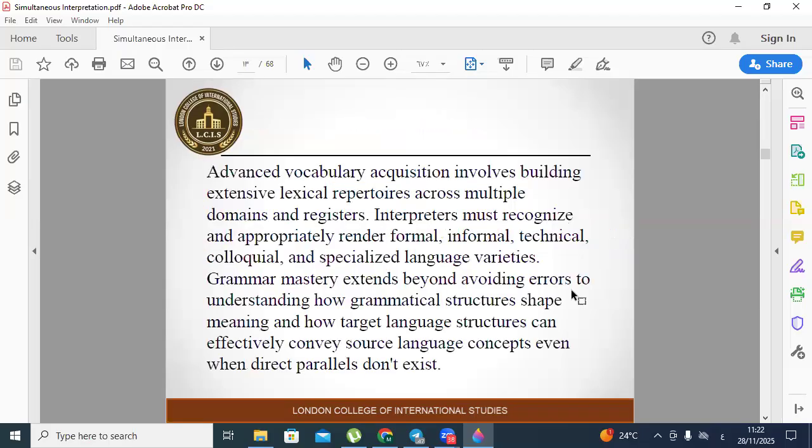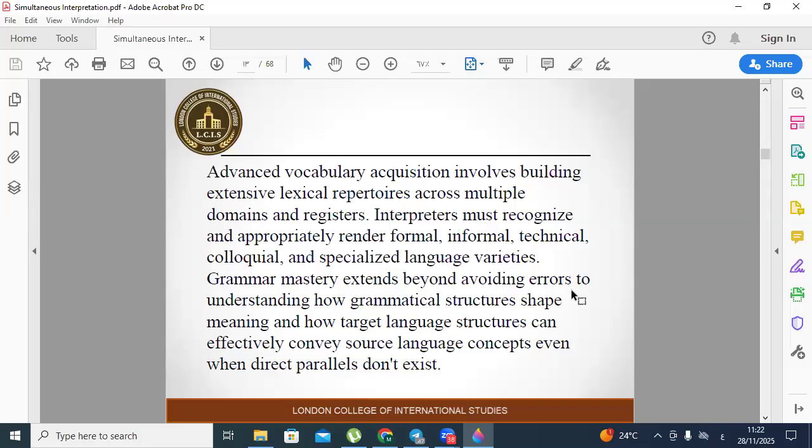Advanced vocabulary and grammar. Acquisition involves building extensive lexical repertoires across multiple domains and registers. Interpreters must recognize and appropriately render formal, informal, technical, colloquial, and specialized language varieties.